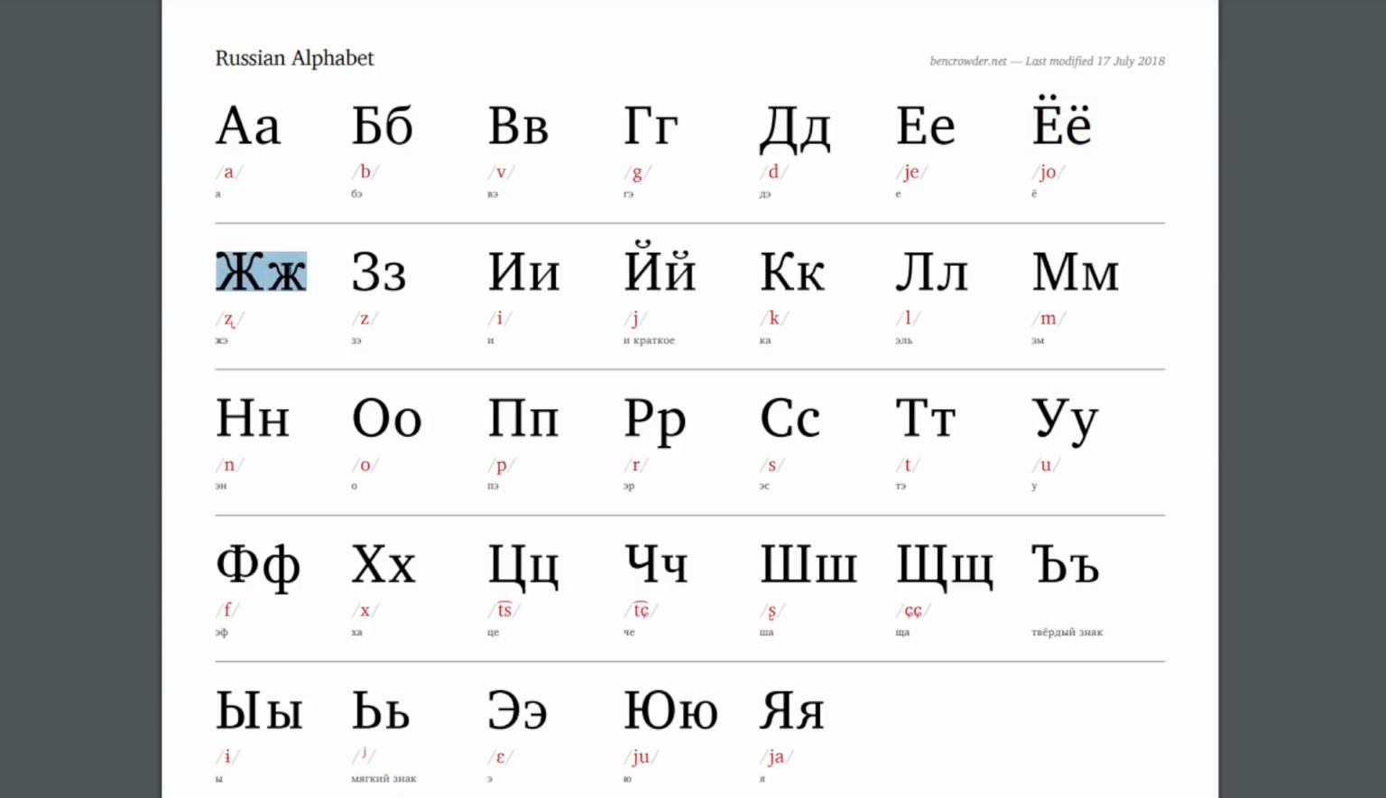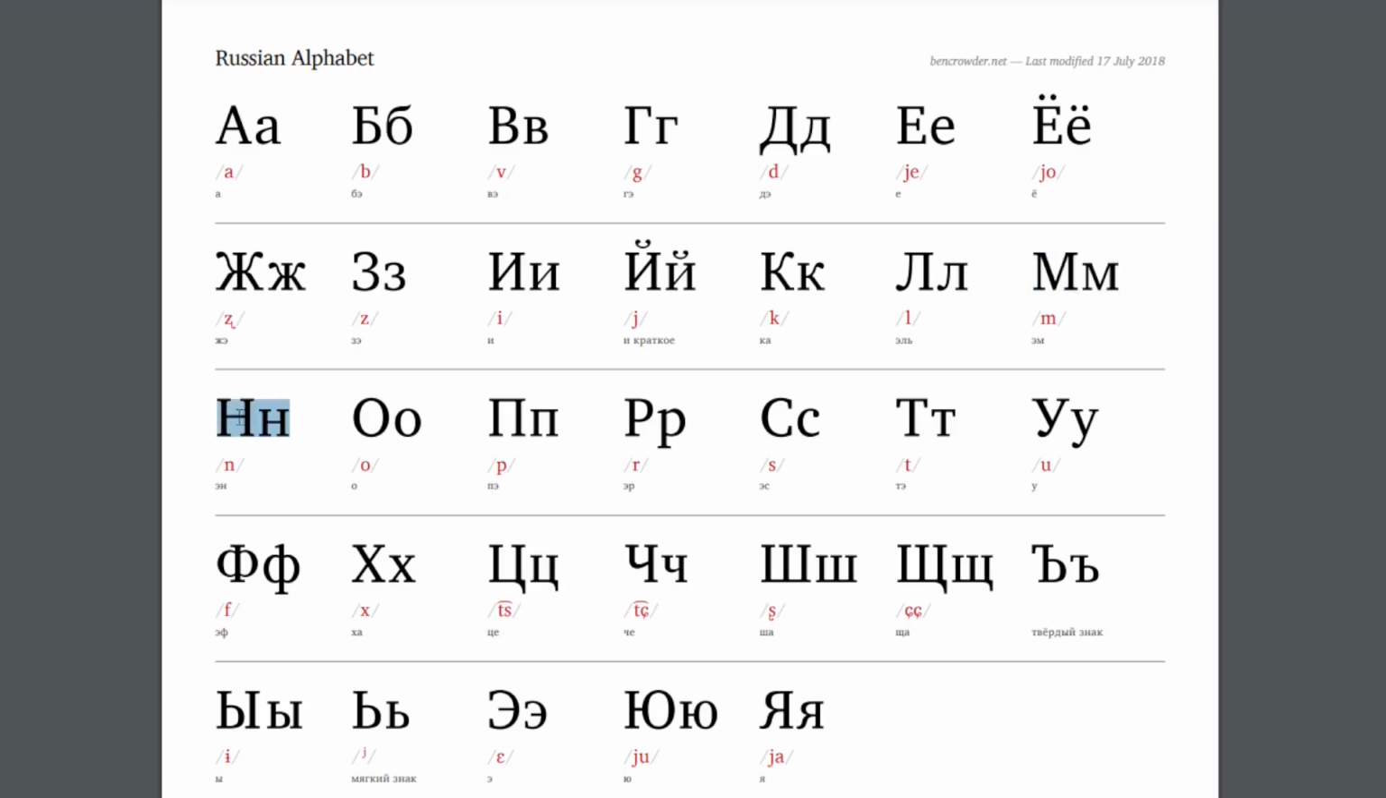And then we've got Zh, so this is like the sound in pleasure, the S in pleasure. And then we've got Z, this is just a Z, but it looks like a 3. And then we've got I, and then we've got I kratkaya, which is like another E sound, or "yee" sound. And then we've got K, that's just the same as in English. Then we've got L, and then we've got M, and then N.